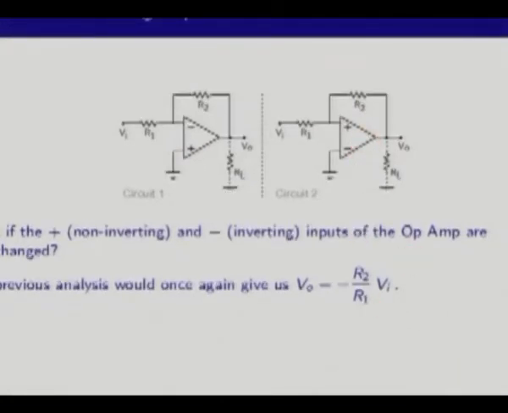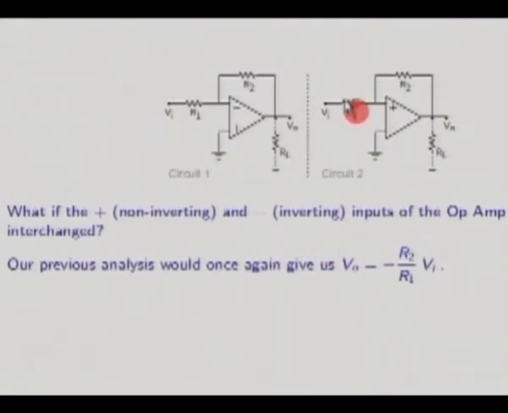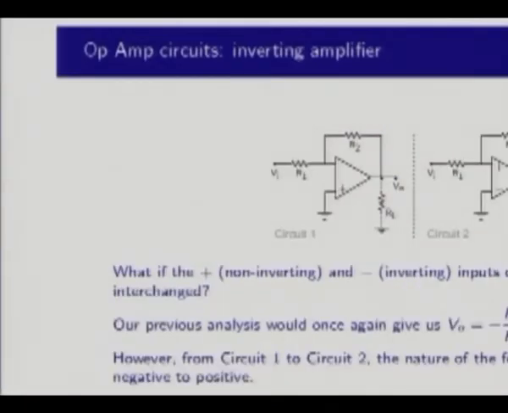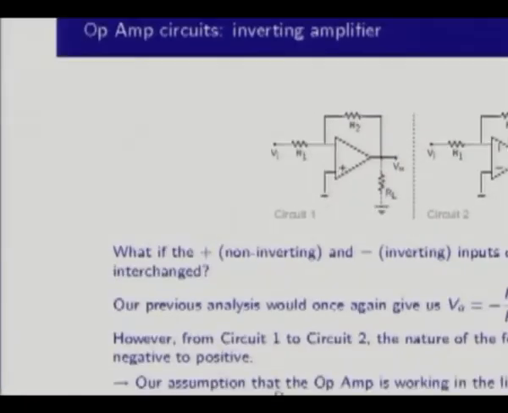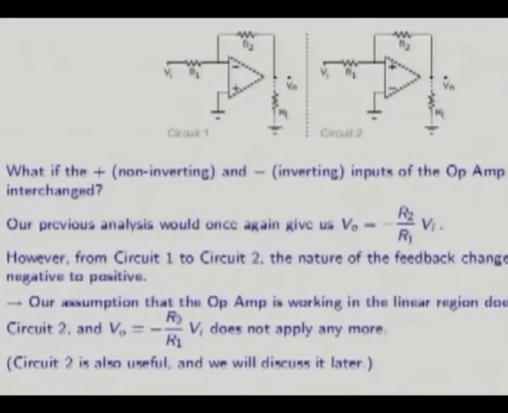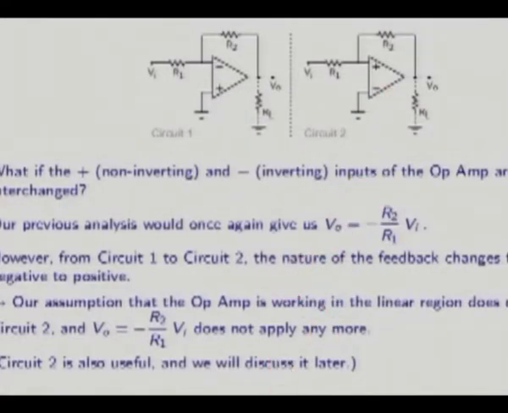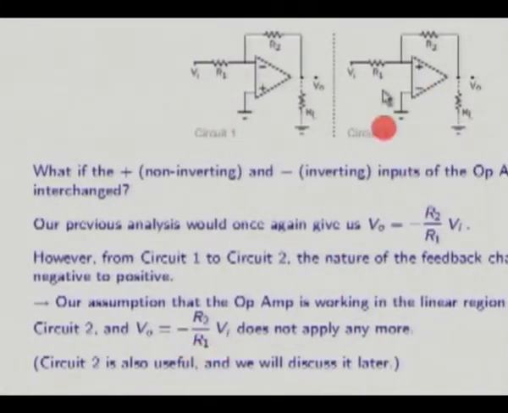This circuit will not act as an inverting amplifier with this as plus and this as minus, and that is very, very difficult to explain at this stage. As far as the students are concerned, we can just refer to feedback at this point, leave it at that, and tell them that this circuit will not actually work, and we'll come back to that later. So why does it not work? Because our assumption that the op amp is working in the linear region does not hold in this circuit, and that's because the feedback has become positive. Now it turns out that circuit 2 is also useful, which is actually a Schmitt trigger, and we will discuss that later.